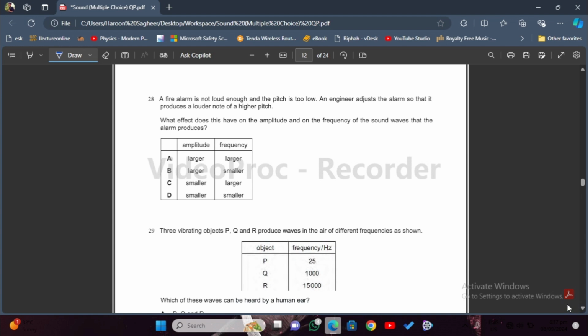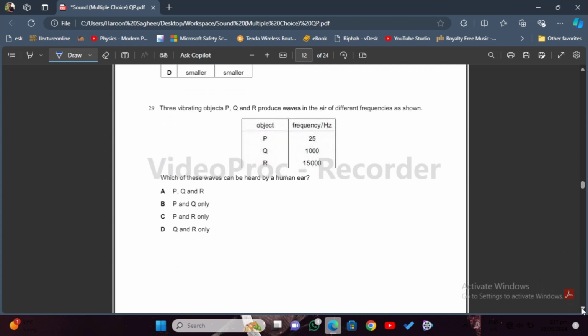Right, let's see question number 18. A fire alarm. We have already done this. A couple of questions can be repeated, so just take it lightly.